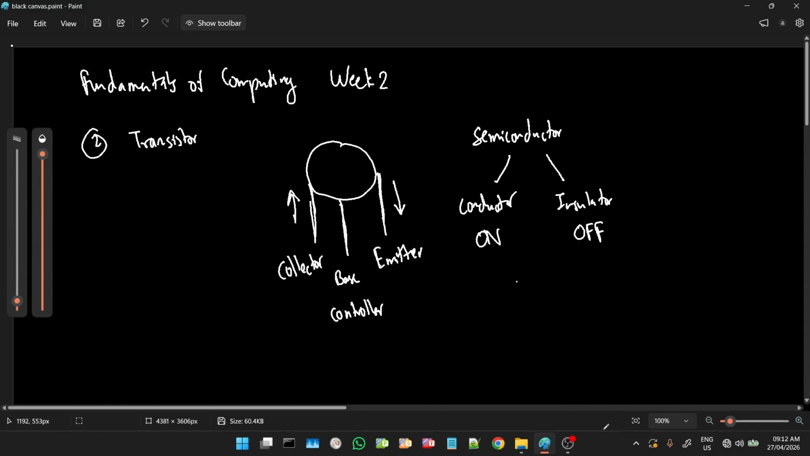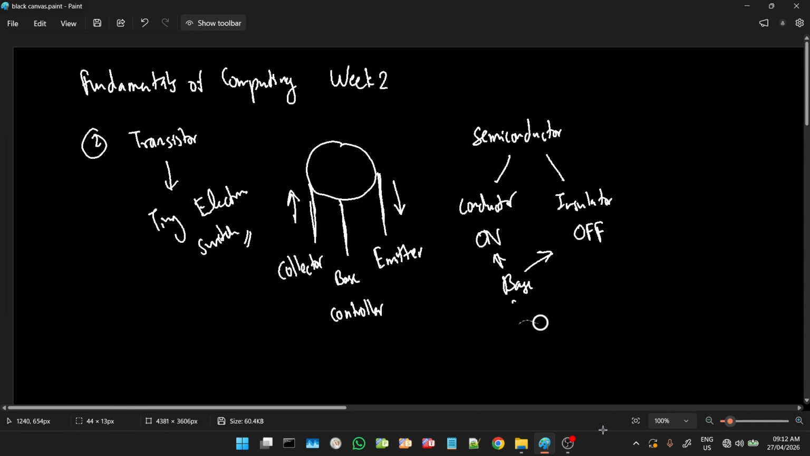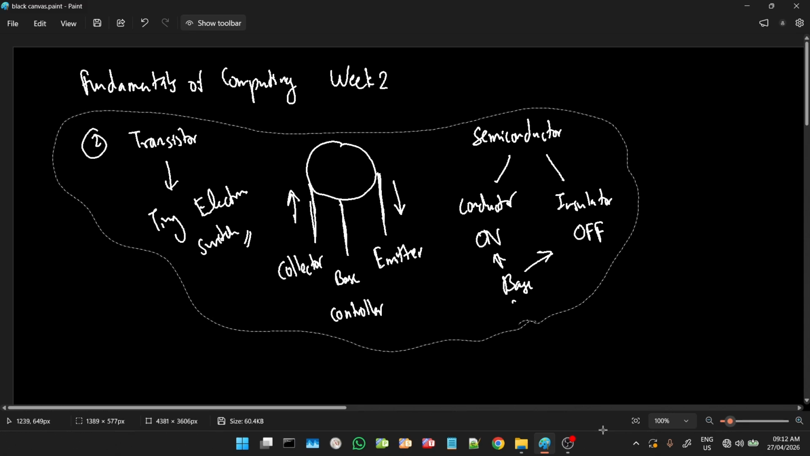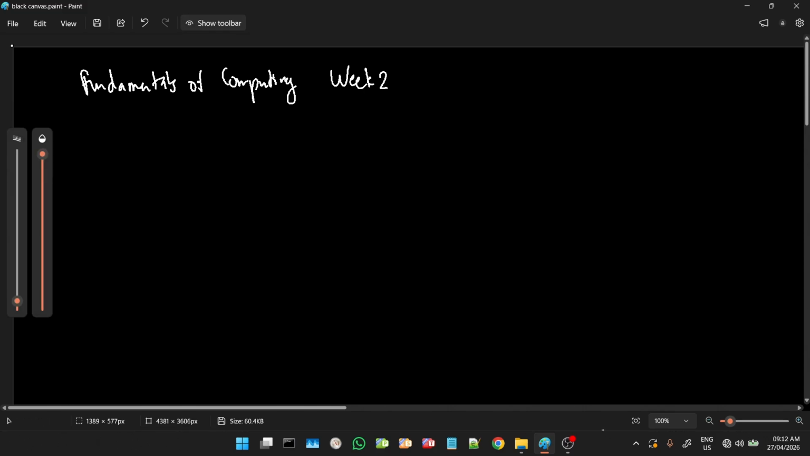So what it does is it takes the complete current through the collector and takes a small amount of current through the base, and the base decides whether it is going to be on or off. So essentially a transistor is a tiny electronic switch. That is all I have remembered. If I am wrong, please correct me down in the comments, but I will not be remembering a lot more of that. I think I've had enough of that in physics.